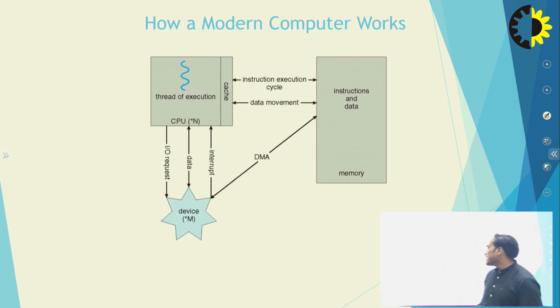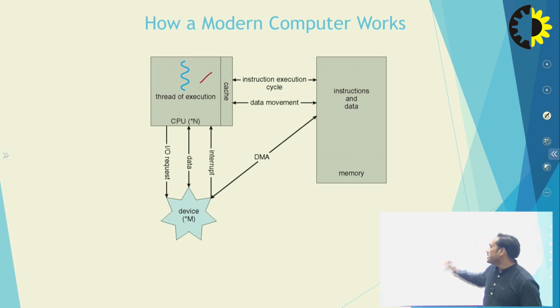So this is the diagram of how a modern computer works. A modern computer works by the CPU, and the CPU performs the operations and creates the threads. If a number of processes are running, we are going to create n number of threads. If you create a program, a thread is a lightweight process. So this is the thread.